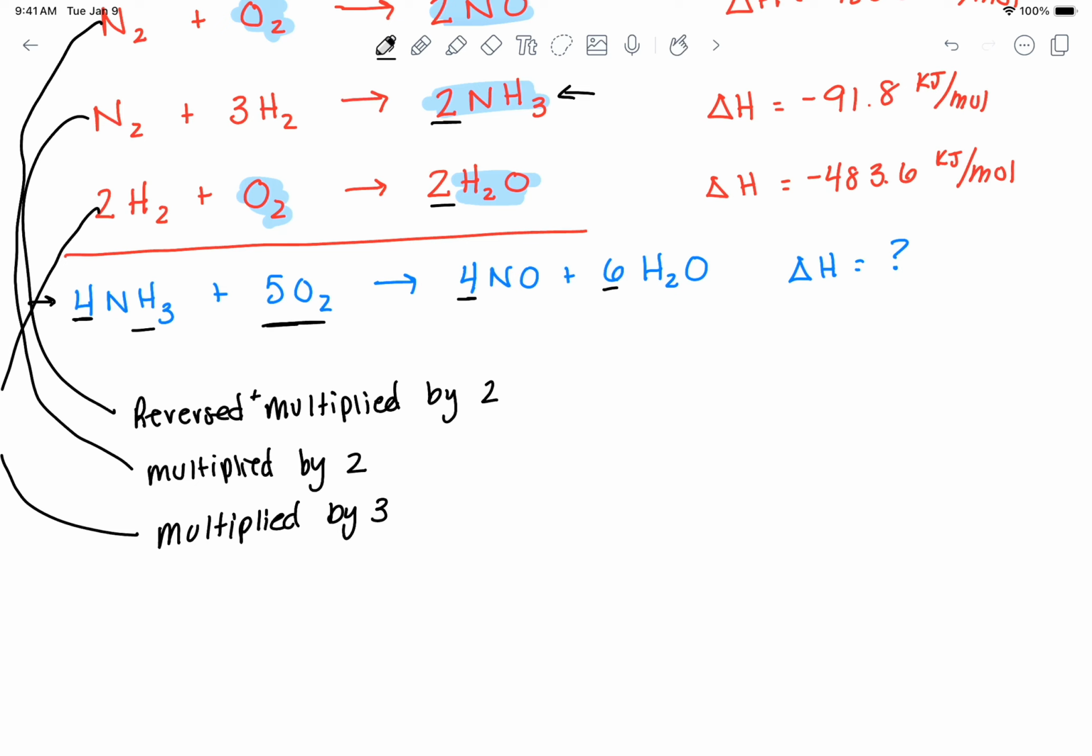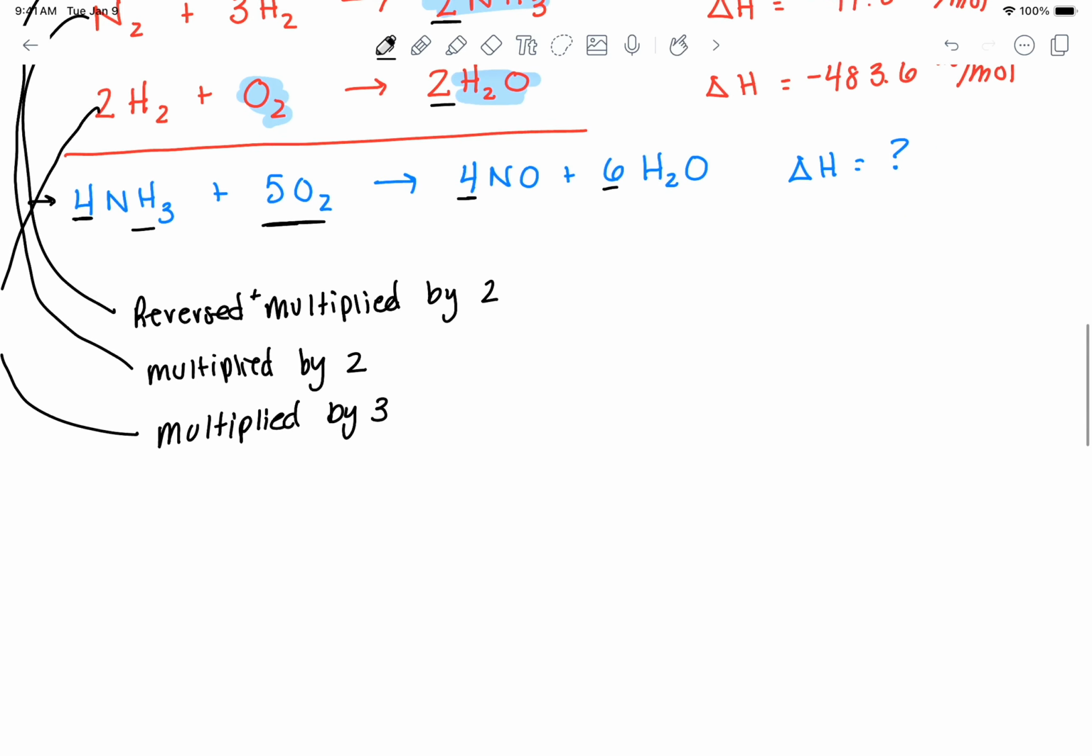Our first equation, we just said we had to multiply by 2. So we are going to make that 2N2 plus 2O2 goes to 4NO. And our delta H is then going to be doubled. So we're going to get negative 361 kilojoules per mole.